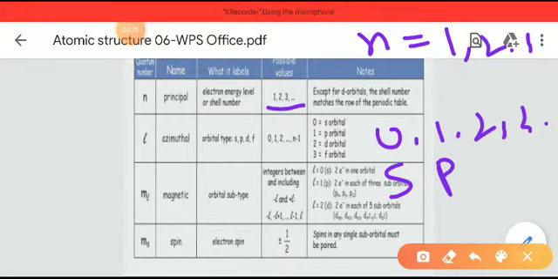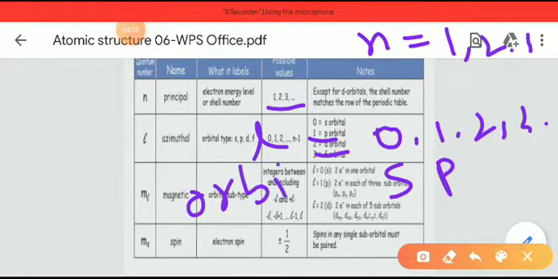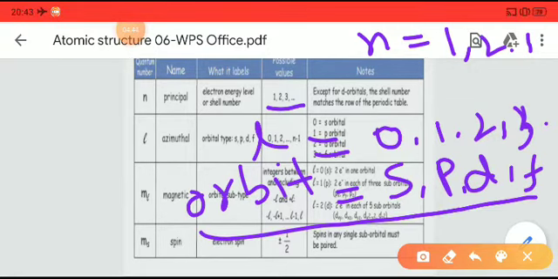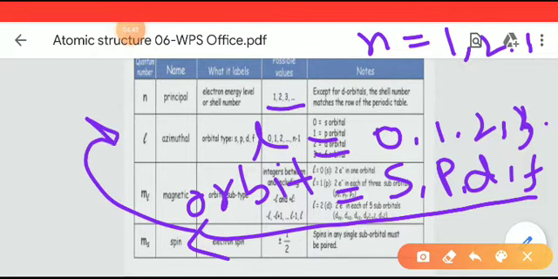The orbital names are as follows: when the L value is 0, the name of the orbit or orbital is S. When the L value is 1, then it is P. When the L value is 2, then it is called D, and when the L value is 3, then it is called F. That is the orbital concept, or orbit concept, originating from the azimuthal quantum number. From the azimuthal quantum number we get the orbit, named by SPDF.